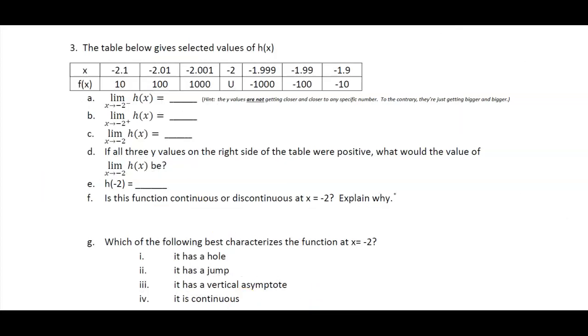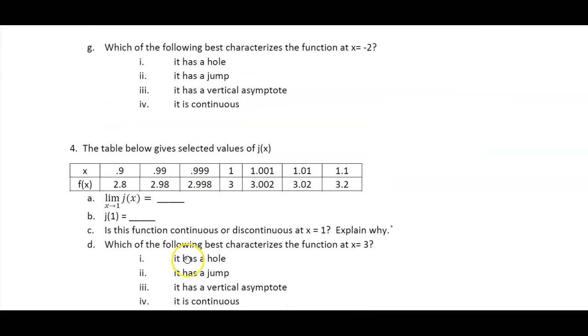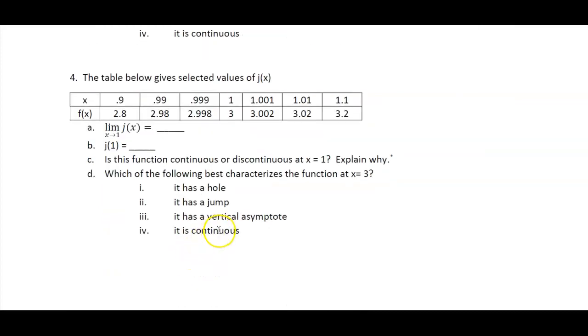Moving on, let's take a look at yet another. The table below gives selected values for j of x this time, and once again, this is supposed to say j. All right. The limit of j of x as x approaches 1. All right, now notice this time I'm not going to be approaching from the left or the right, but I am, really. It doesn't tell me to do that, but whenever they don't give you a plus or a minus here, that means do both.